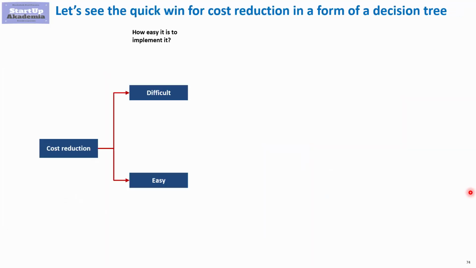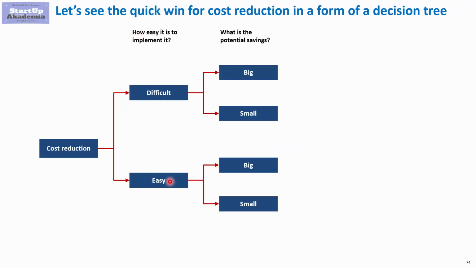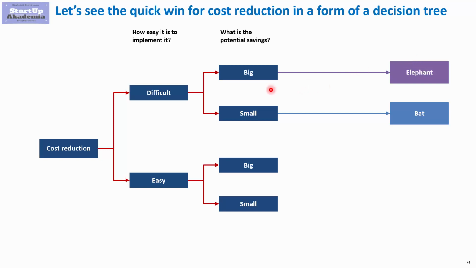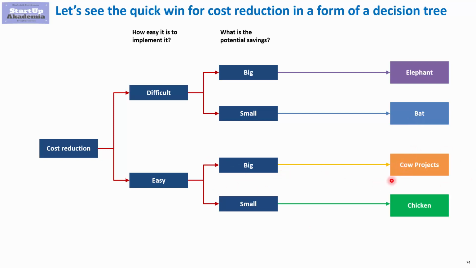So in the cost reduction, we had 2 dimensions. So in the first one, it was whether it's difficult or easy. Then we would look at the potential savings and we would have a look whether it's big or small. If something was difficult and generated big potential savings, we would call them elephants. If something generated, on the other hand, small savings but it was difficult, it would be bats. And here we would have cow projects, so easy and big. And the final group, it's chicken, so easy and small.